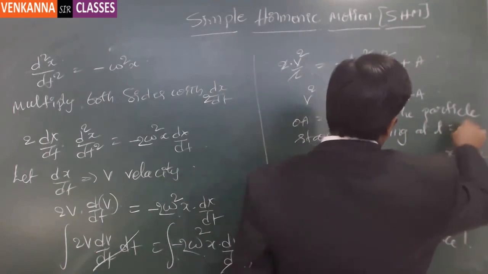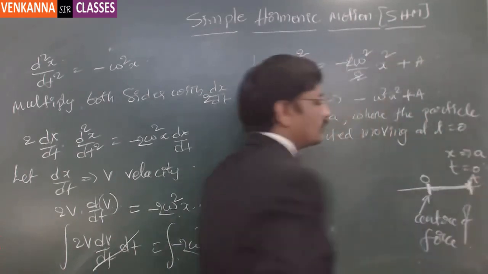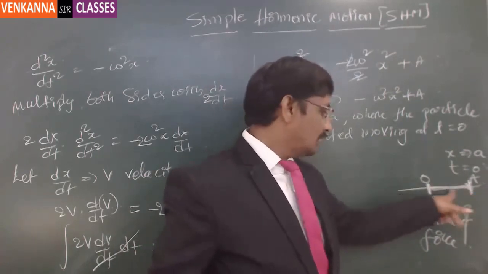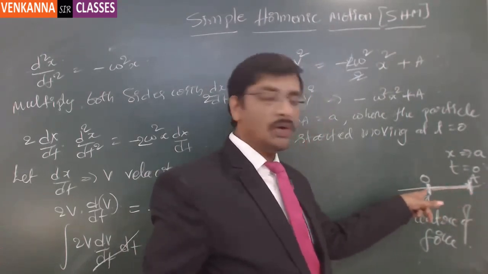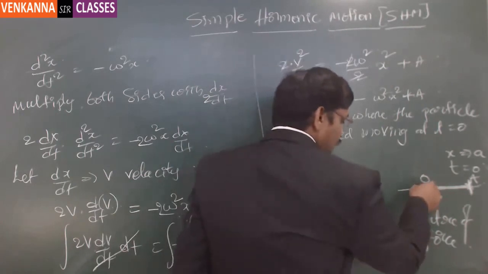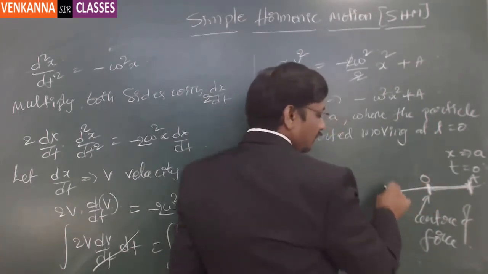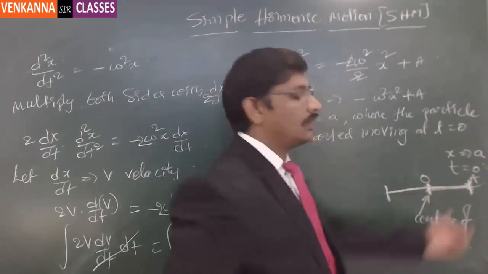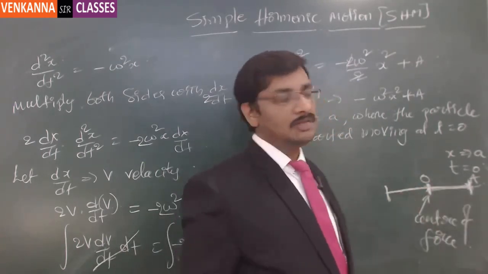At t equal to 0, the particle is at location A, and it started moving from there. It comes towards O, and afterwards it will continue to move further, and then it will stop here, and then it will come back again. This is how the simple harmonic motion will continue.